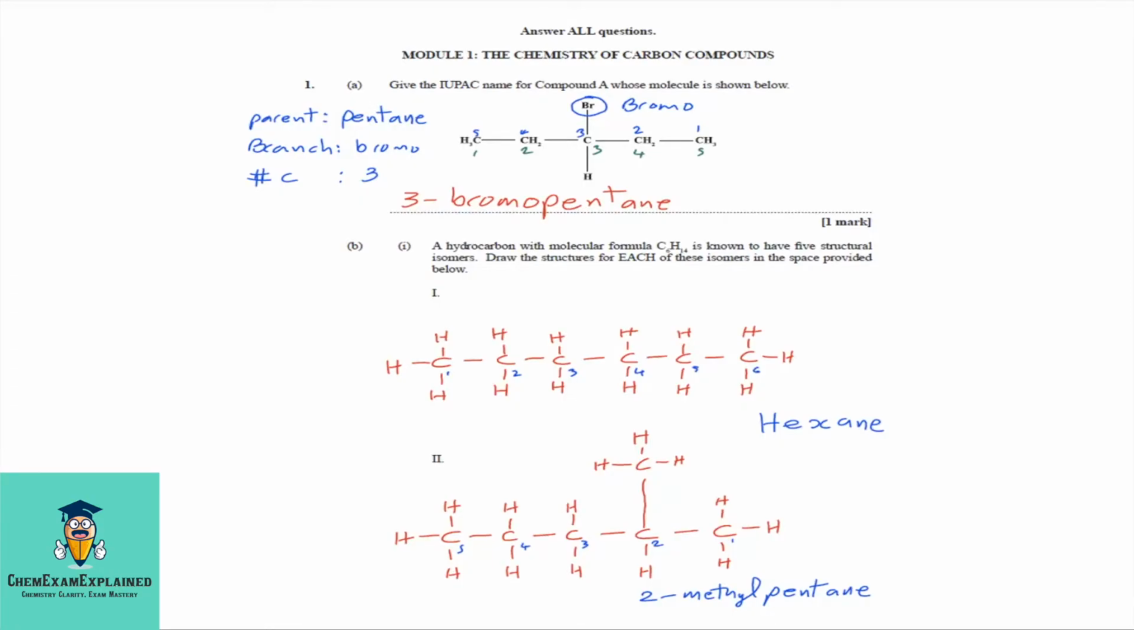Part B1. A hydrocarbon with molecular formula C6H14 is known to have 5 structural isomers. Draw the structures for each of these isomers in the space provided below. So let us go to a whiteboard and have a closer look at the molecule C6H14. Now, remember that if you are isomers, you must have the same molecular formula, but different structural formulae.